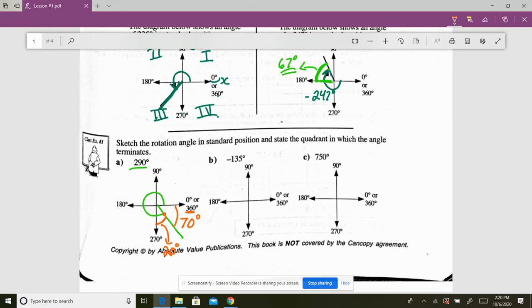All right, negative 135. What quadrant do we end up in? Quadrant 3, because it's negative. So you rotate to there. There's negative 135. What's that angle there? How many more degrees do you have to go to get to 180? 45 degrees.